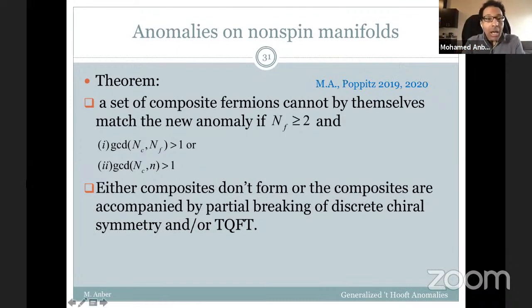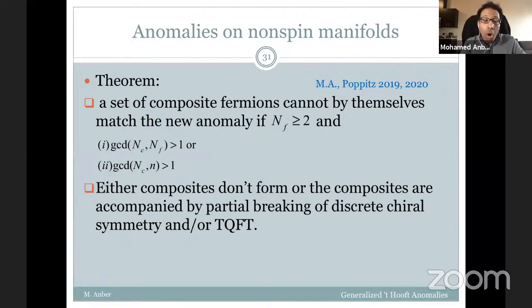A set of composite fermions cannot by themselves match the new anomaly, the BCF anomaly on CB2, if the number of flavors is bigger than or equal to 2, and one of these two conditions is satisfied. Either GCD of NC and NF bigger than 1, or GCD of NC and the nullity is bigger than 1. If the number of flavors is bigger than or equal to 2, and one of these two conditions is satisfied, then either composites don't form, or if they form, then they have to be accompanied by partial breaking of discrete chiral symmetry and/or TQFT.